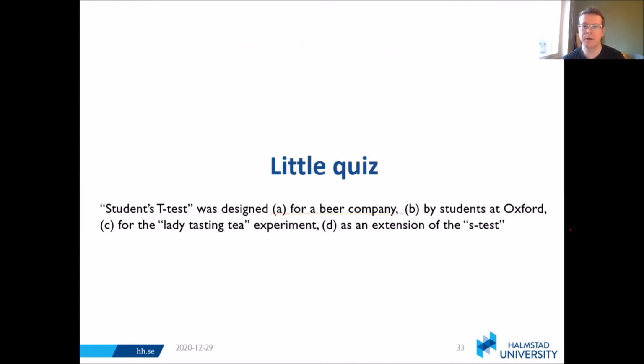Okay, so now we can actually go to our little quiz again. And the answer is A. Student's T-test was designed for a beer company, Guinness, by a person under the pseudonym of Student, because he didn't want to give his real name.